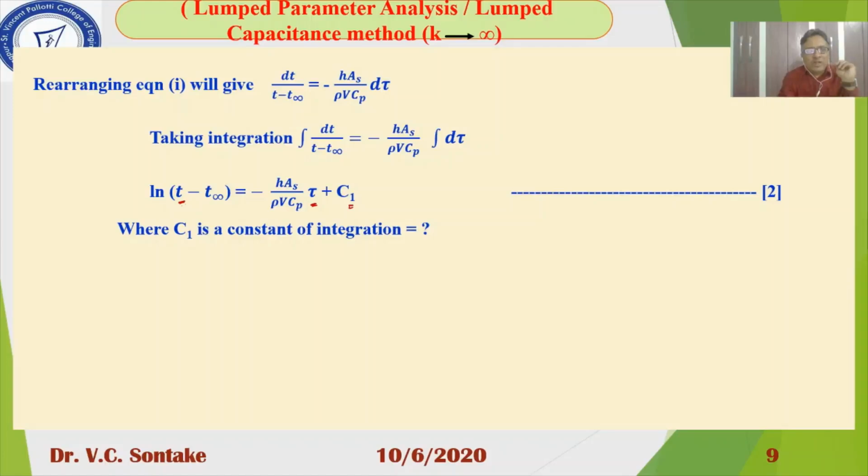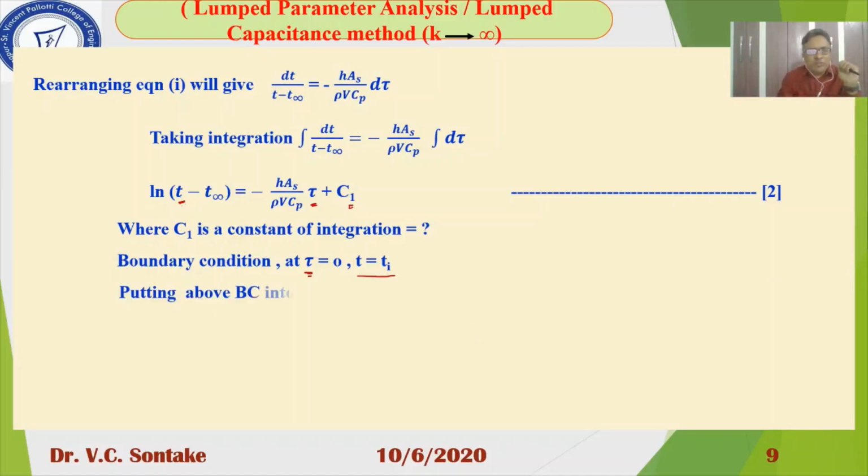To find out the value of this constant C1, I must apply some boundary condition. So we have one boundary condition: at tau is equal to 0, T is equal to Ti. What does it mean? Tau is equal to 0 means initially, before immersing the body into the cold media, its temperature was Ti. That means initially we know the temperature of the body. So this is one such boundary condition.